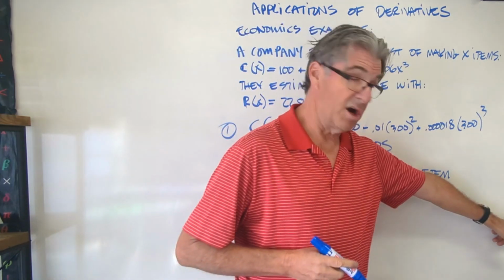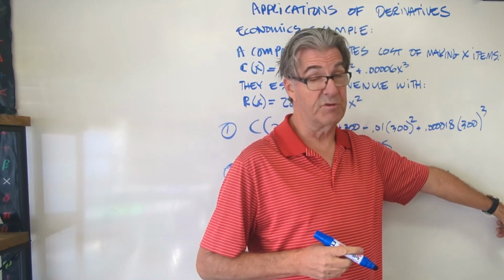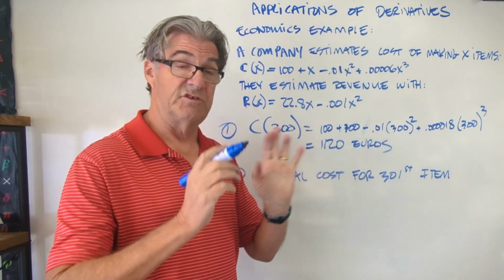We need to figure out what the marginal cost function is and then put 301 in there. Now I'm going to leave you to do that.